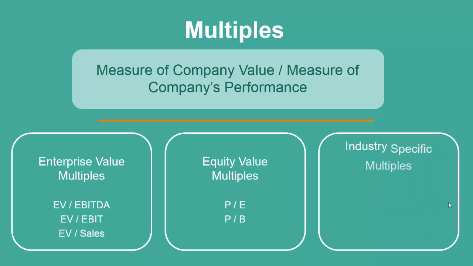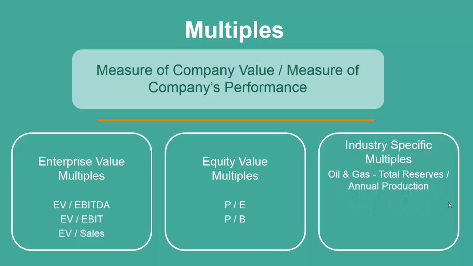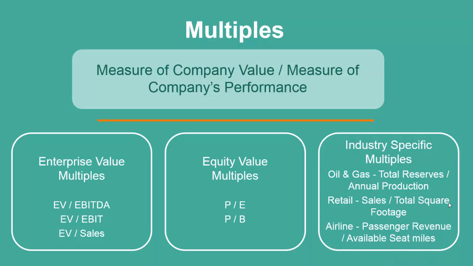The third type of multiple you can look at is industry-specific multiples. These will be relatively unique to various specific industries, and they're determined not necessarily on the company's value, but on what performance metrics are very important to that specific industry. For example, for oil and gas, you look at total reserves to annual production. For retail, you look at sales over total square footage. And for airlines, you look at passenger revenue over available seat miles.